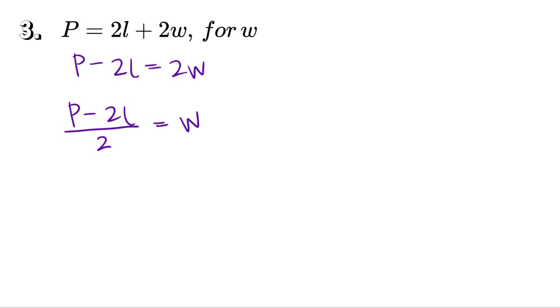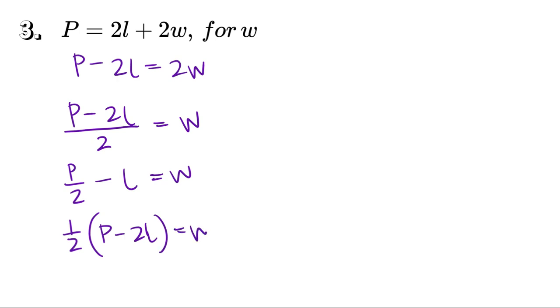So we could write this multiple ways, right? I could split this up so that we get P over 2 minus 2L over 2, which would just be L, equals W. You could also write it as 1/2 times (P minus 2L) equals W. So any of these formats are correct. You're going to get the same answer. They all are the same thing.